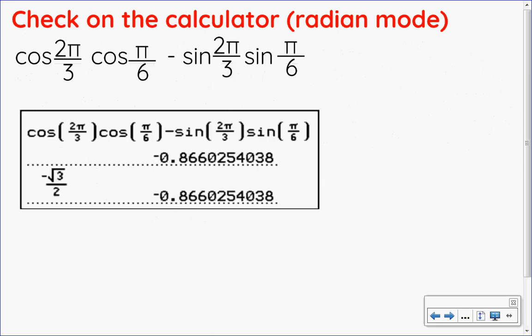I can do, into my calculator, cos of 2 pi over 3, cos of pi over 6, take away sine of 2 pi over 3, sine of pi over 6, has this irrational number, which is the same as the exact value, negative root 3 over 2. So I know I did that correctly.